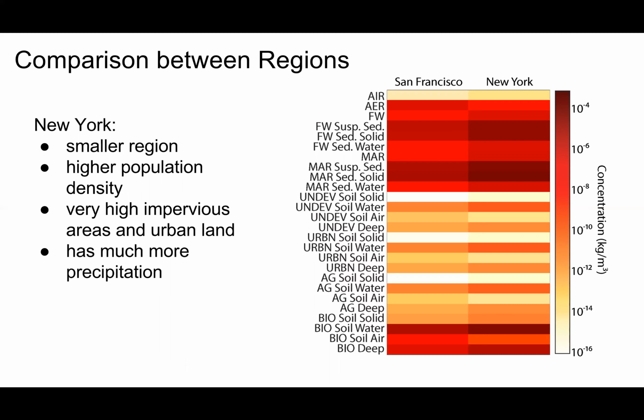We again have all of our environmental compartments shown as rows, and then we have San Francisco and New York. Again, the darker the color, the higher the environmental concentration. So in New York, for example, for freshwater suspended sediment, freshwater sediment, and marine sediment, we're getting higher concentrations because of the environmental variations between San Francisco and New York. This is, again, unique to the CLiCC tool. Previous fate and transport models do not allow for this regional variability as easily as our model does.